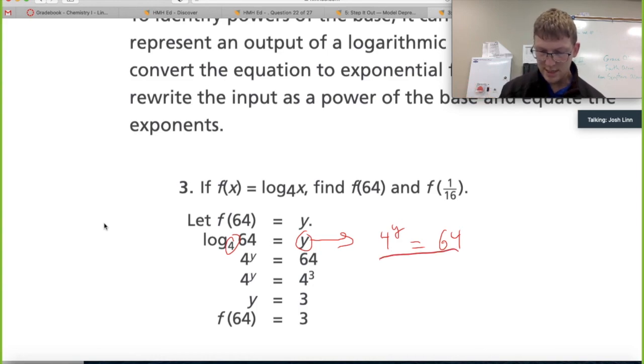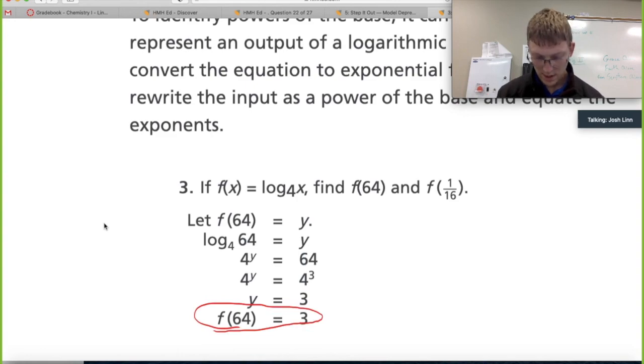Okay, how many times do I have to multiply 4 together until I hit 64? If you don't know that off the top of your head, like me, you just pull out your calculator real quick and start going: 4 times 4 is 16, times 4 is 64. Hey, look at that. So then you can say 4^y equals 64, y equals 3, f of 64 equals 3. So done, you got it.